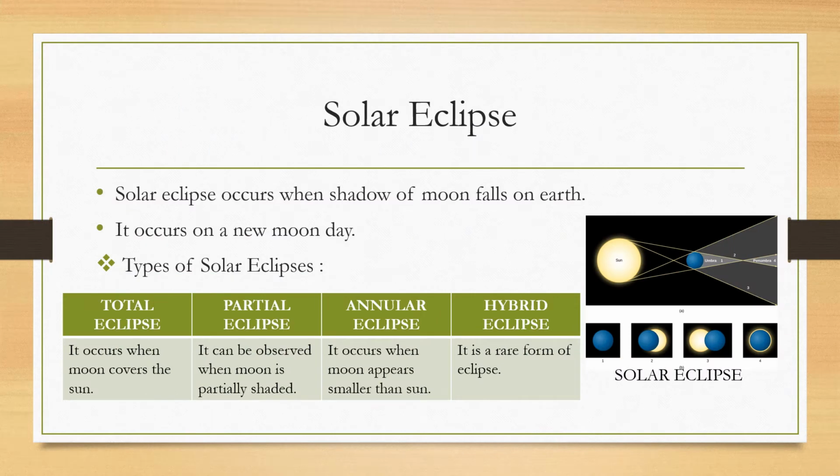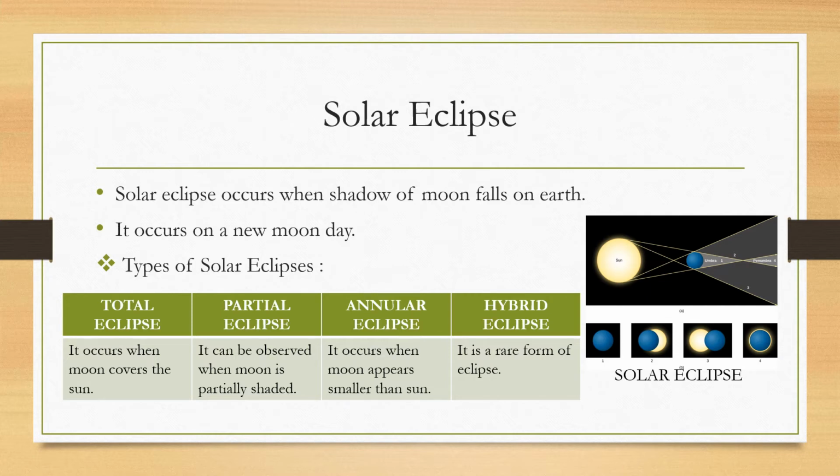Now, coming to our next topic. Our next topic is about the solar eclipse. Solar eclipse means Surya Grahanam. A solar eclipse occurs when the shadow of the moon falls on the earth. It occurs only on a new moon day.